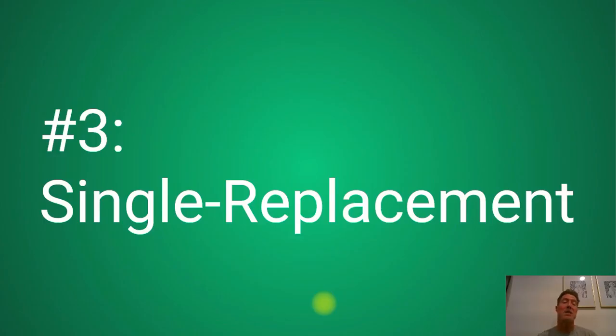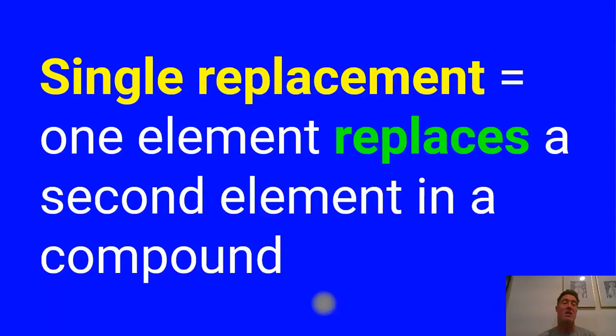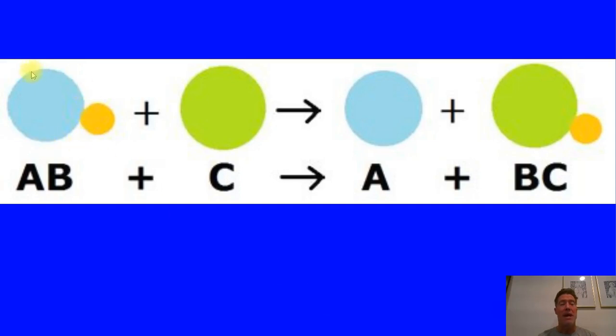All right, the third type of reaction is known as a single replacement reaction. In a single replacement reaction, one element replaces a second element in a compound. So here diagrammatically, it will look like this. So A is bonded with B, and along comes C, and C is going to replace A. C is going to kick A out of its bond with B, and now C is going to take A's place. And so now you have C and B, and A goes home alone.